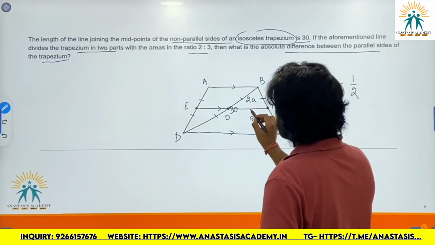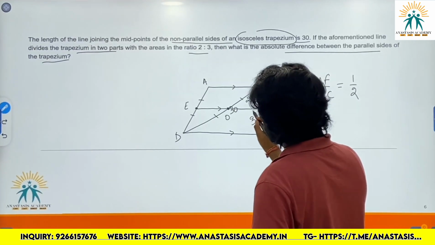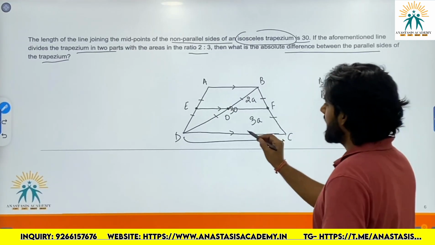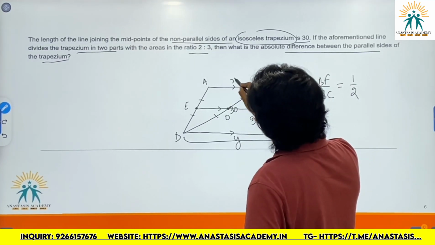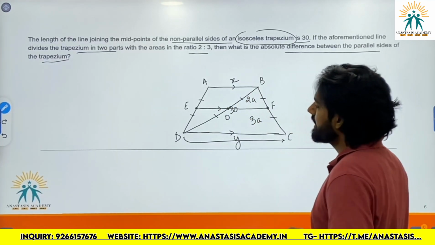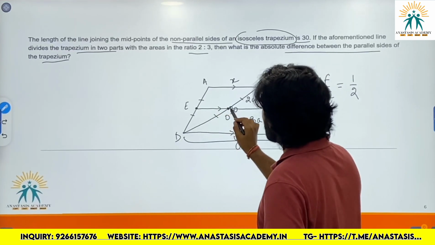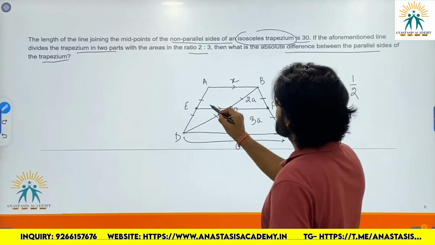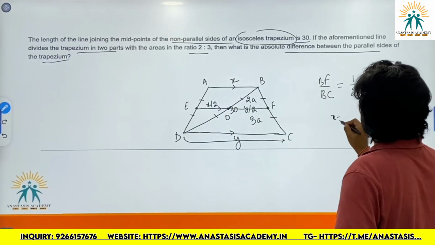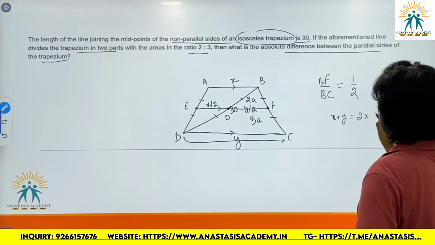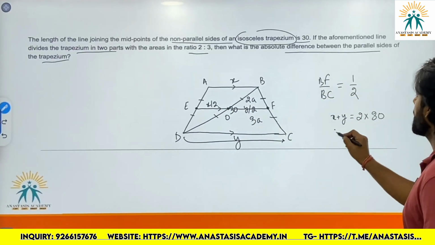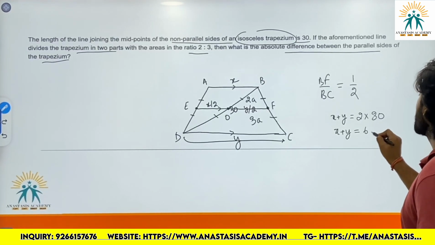Now I can say this BO would be half of this line CD. Let's call CD as Y, and let's call this side as X. In triangle ADC, similarly this side EO would be half of this line. So it is X/2 and this is Y/2. So the sum of X plus Y would be equal to 2 times 30, because the length of this side is given as 30. So I get the sum X plus Y as 60.